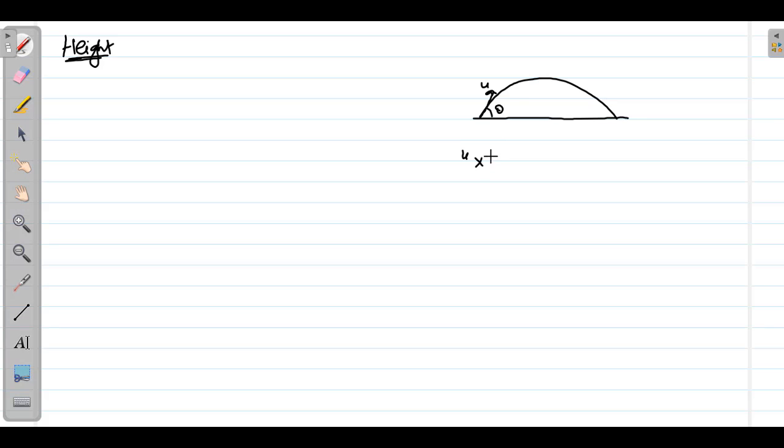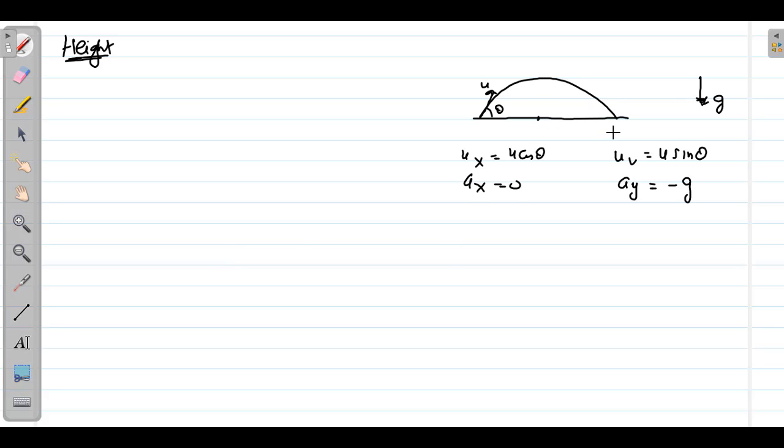So the x component of velocity is u cos theta, the y component of velocity is u sin theta, acceleration along the x-axis is 0 and acceleration along the y-axis is minus g because g is acting downward. It is opposite of the conventional direction, that is positive taken along the positive y-axis.